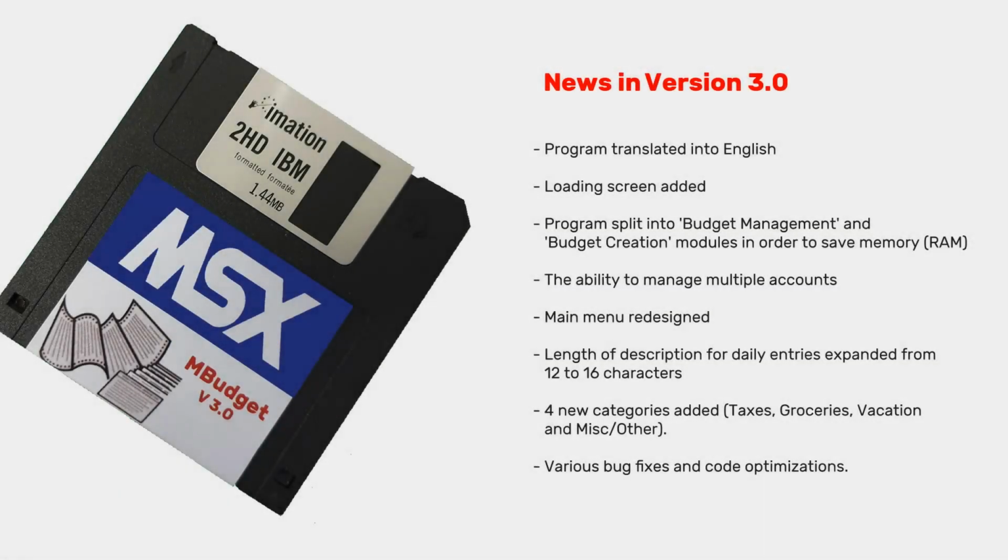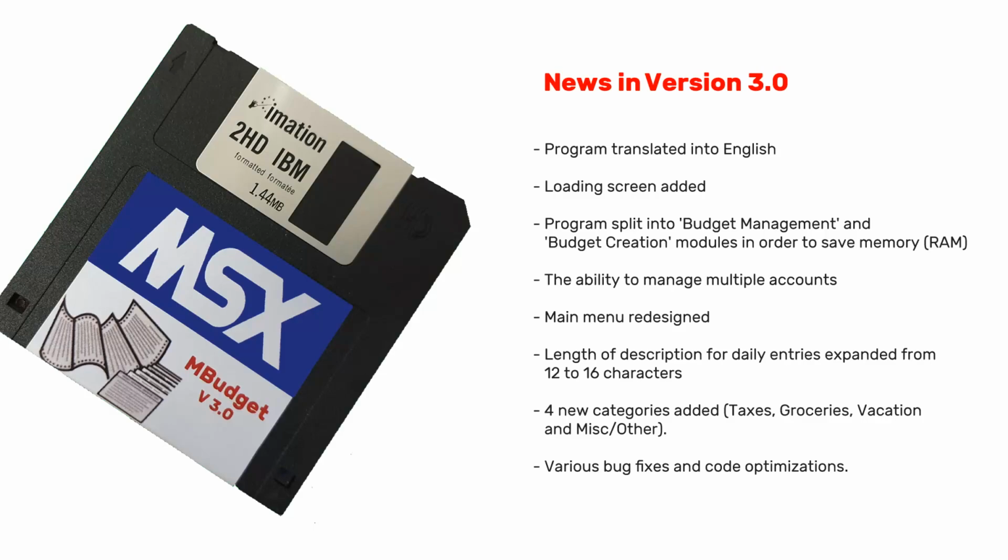News in version 3 include: program translated into English. A loading screen was added. Program split into two modules, budget management and budget creation, to save memory space. Account name and the ability to manage multiple accounts.